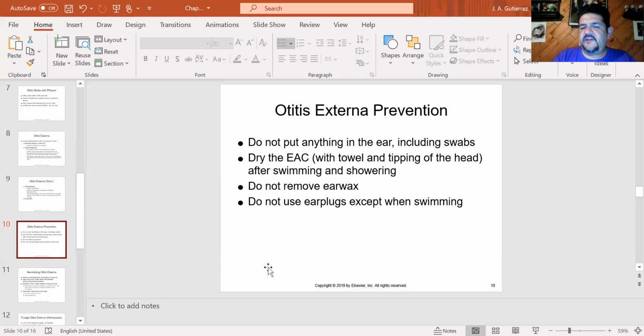Regarding otitis externa prevention, make sure that the ear is always dry. Don't use Q-tips that much. Don't push anything in, or try to clean deep. Do not remove earwax or force the removal of earwax that is deep or close to the tympanic membrane. And do not use earplugs unless you're swimming.